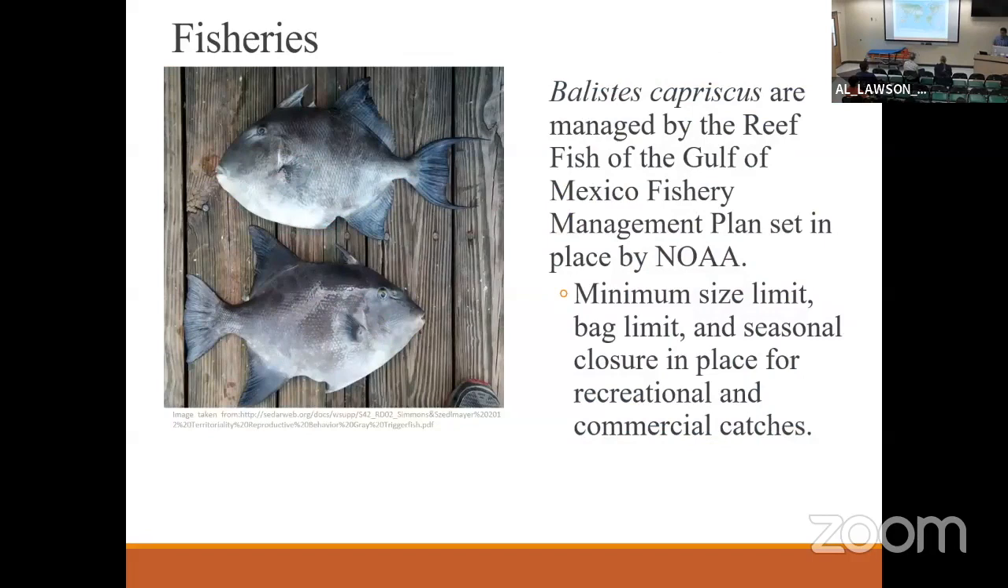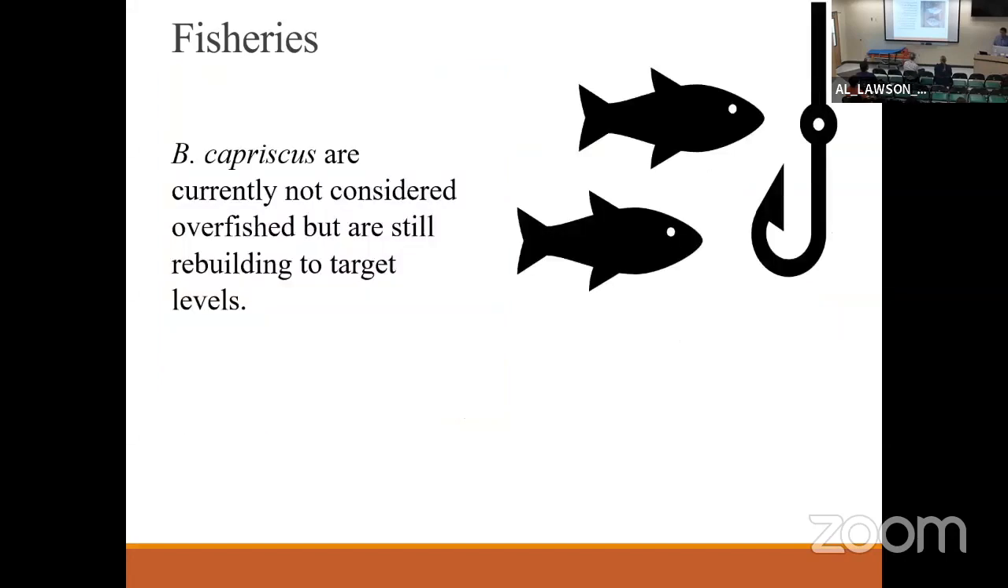A little more information about Balistes capriscus is that they're managed by the Reef Fish of the Gulf of Mexico Fisheries Management Plan set in place by NOAA. They have minimum size limits, bag limits, and seasonal closures in place for commercial and recreational catches, and that's just to protect these fish. While they're not considered overfished, they are still rebuilding to target levels. And for that reason, that is why we have limits in place.